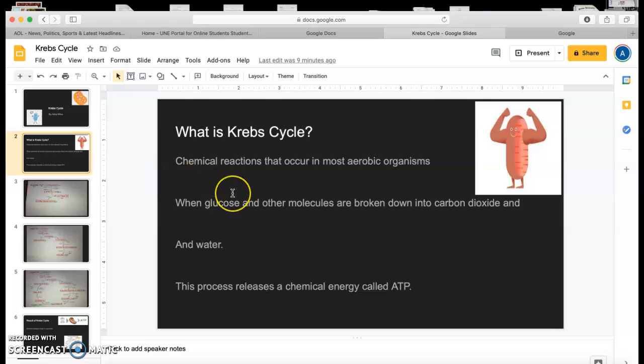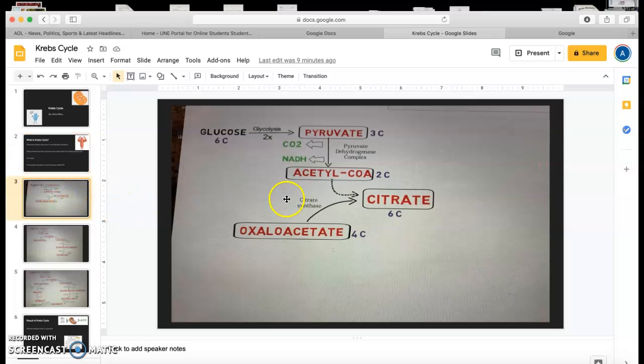What is the Krebs cycle? Chemical reactions that occur in most aerobic organisms, when glucose and other molecules, which are really tiny things, are broken down into carbon dioxide and water. The process releases a chemical energy called ATP, and this is how it's formed.